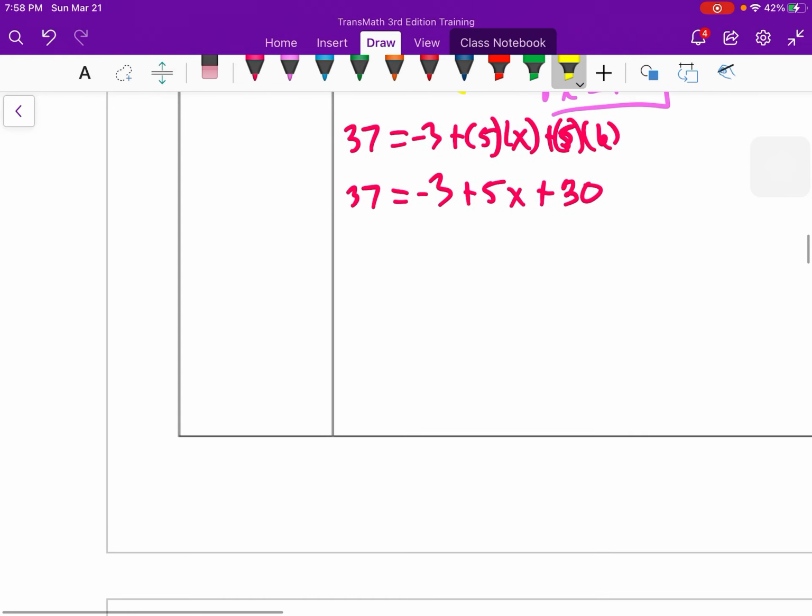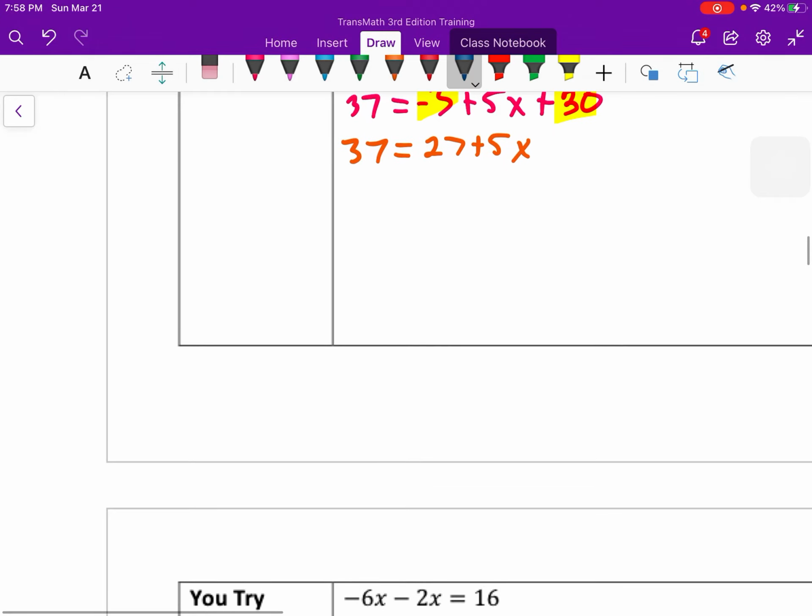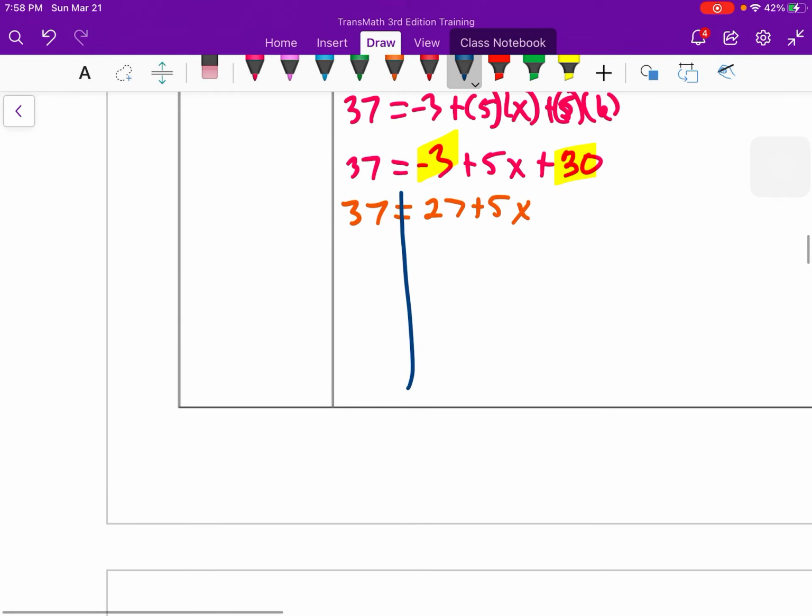So I see my like terms, they're constants. So then I can combine those. So we have 37 equals, it's a difference of 27 plus 5x. Now we can solve for x.